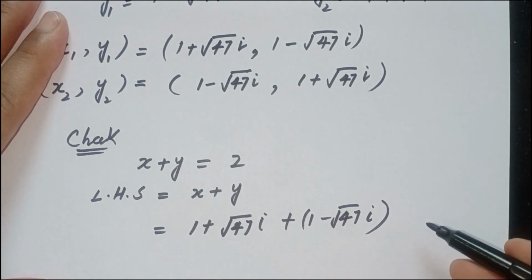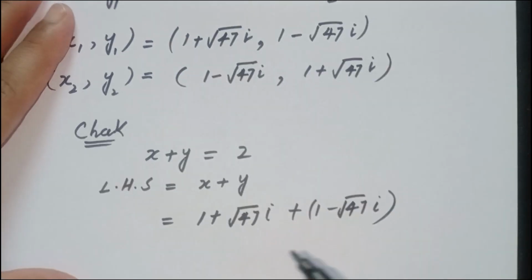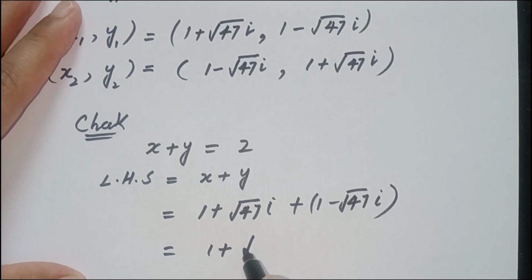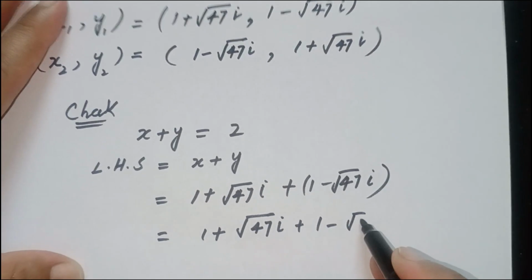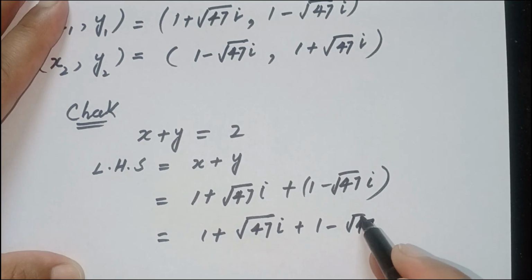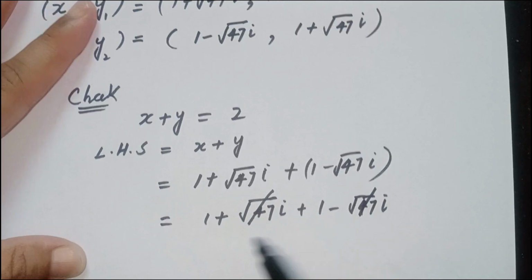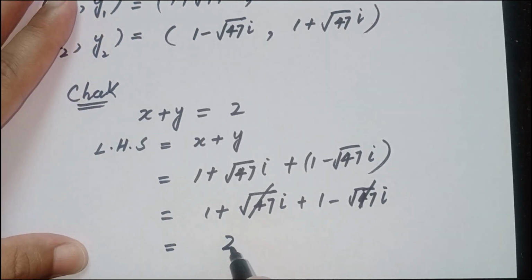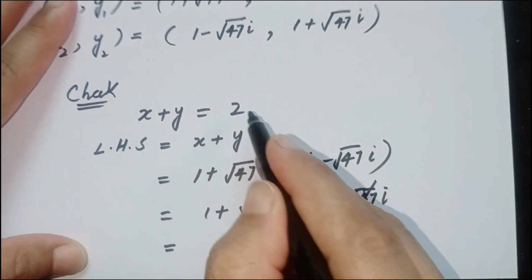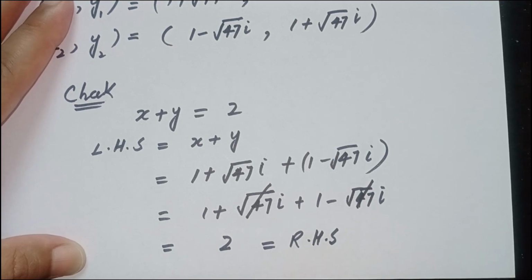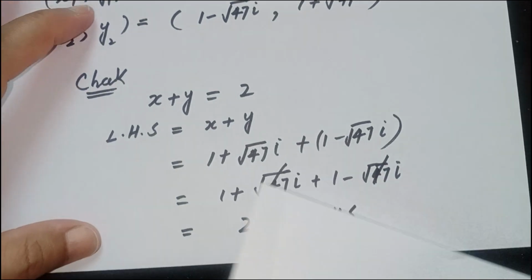Now we can write it: 1 plus square root 47 I plus 1 minus square root 47 I. Now square root 47 I will cancel out with square root 47 I, and we will have 2, which is equal to the right hand side. So it is proved with the first equation.